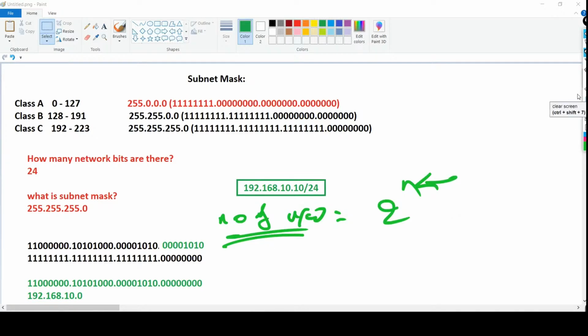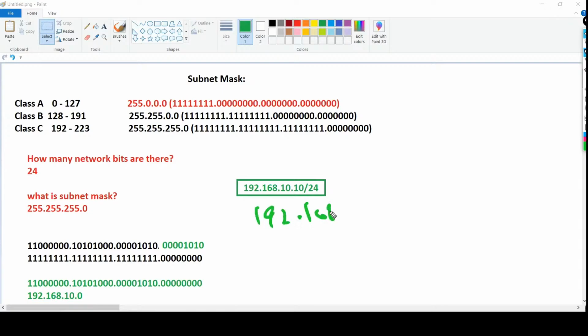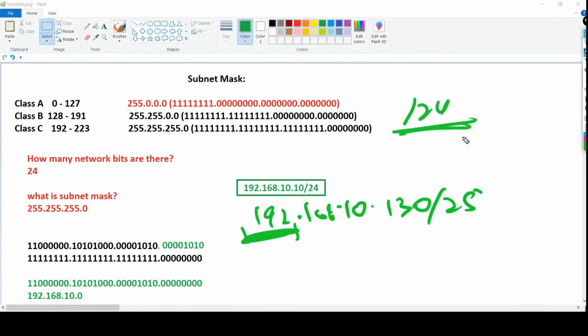Suppose I have one IP address, 192.168.10.130/25. You can see this IP address is from which class? From class C. That means for class C the default subnet mask is /24, the CIDR value is /24. That means there are 24 network bits and 8 host bits. But here you can see the slash is 25. That means we have borrowed 1 more bit from the host portion, because by default for class C we have only 24 network bits. So N equals 1.